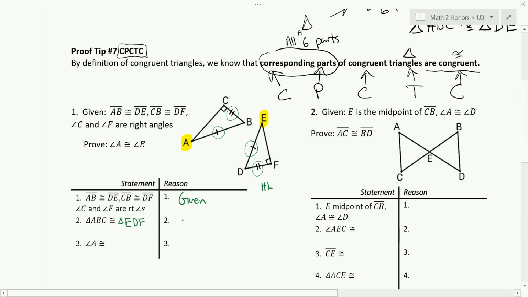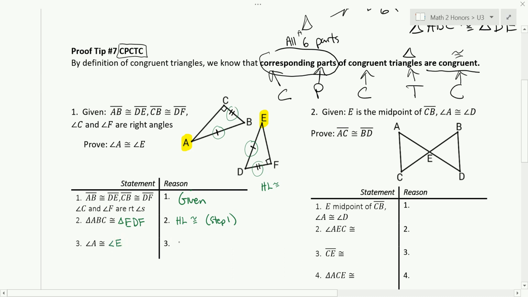What did Cody say? Remember? It was, and I wrote it here, hypotenuse leg. And so that's from step 1. All right. And then we want to finish this thing. And so Maddie, angle A is going to be congruent to which angle? Angle E. You know why?